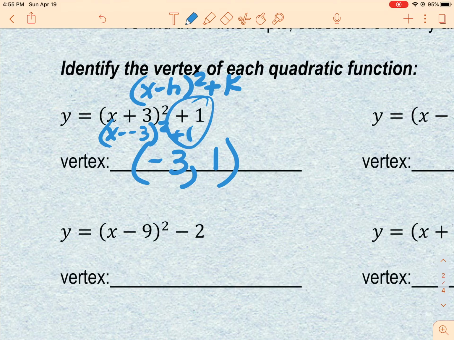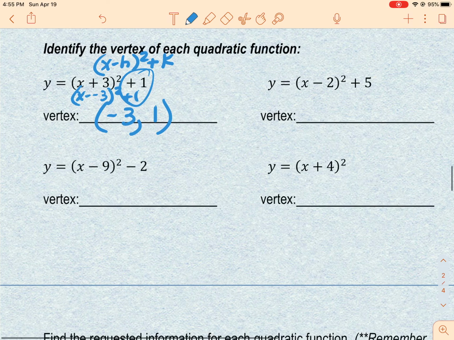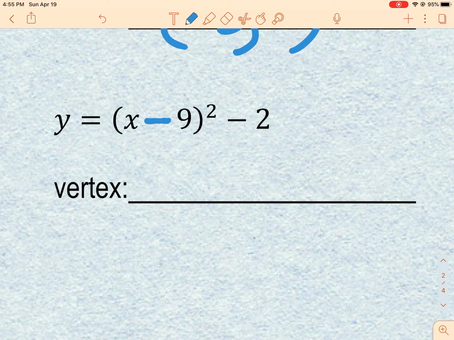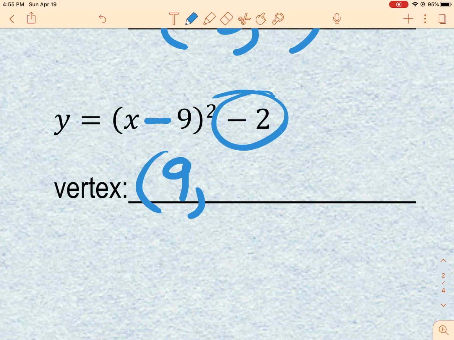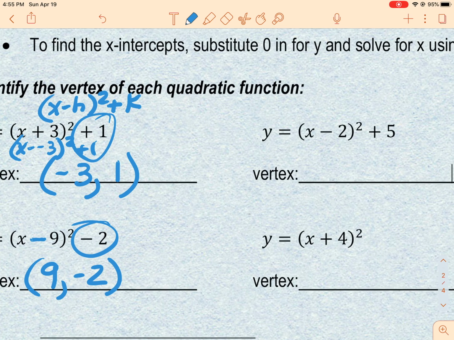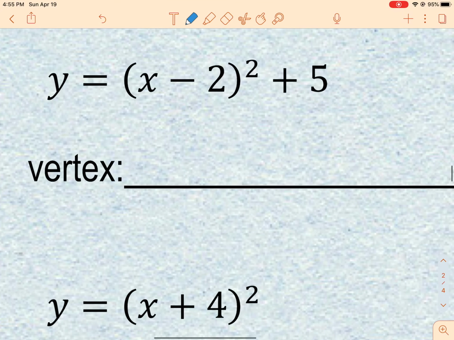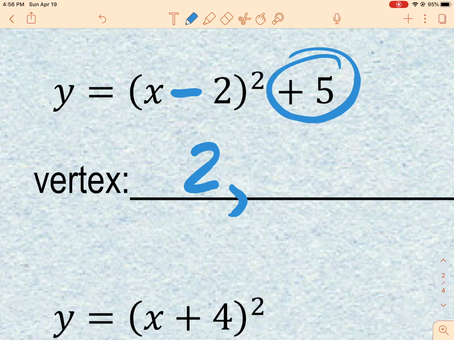So the vertex is opposite inside the parentheses for the x, and then it is the number that's on the outside, plus 1 in this case. Let's look at the next one. This one says it's x minus 9. And then I have my k here, which is a negative 2. Over here, y equals x minus 2 squared plus 5. So it's a minus what number? 2. And then I have my positive 5 right there.